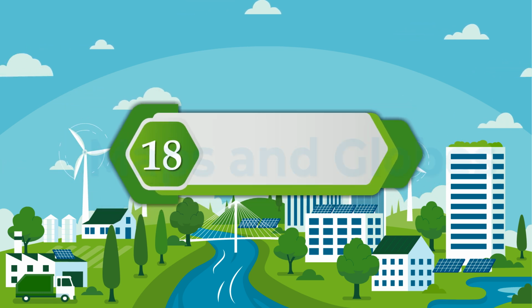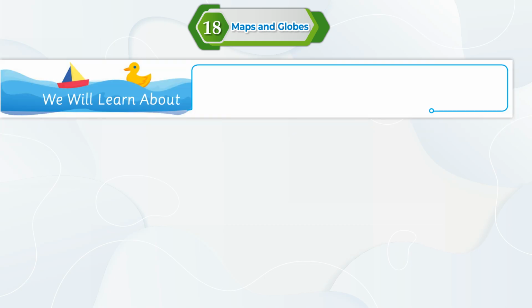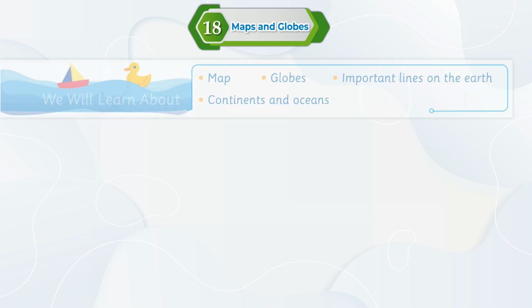Chapter 18: Maps and Globes. We will learn about maps, globes, important lines on the Earth, continents and oceans.